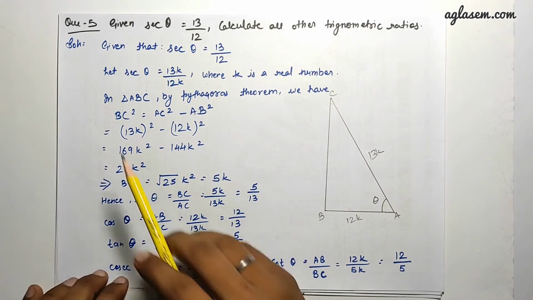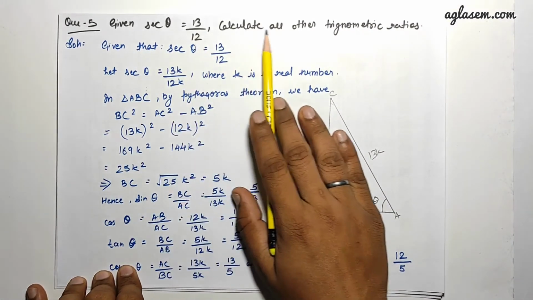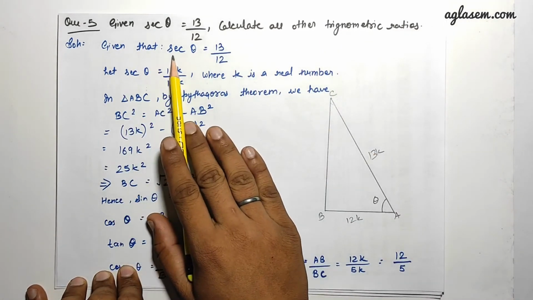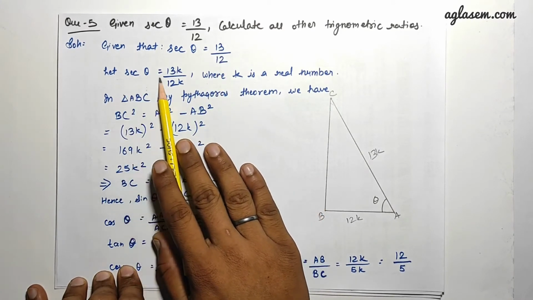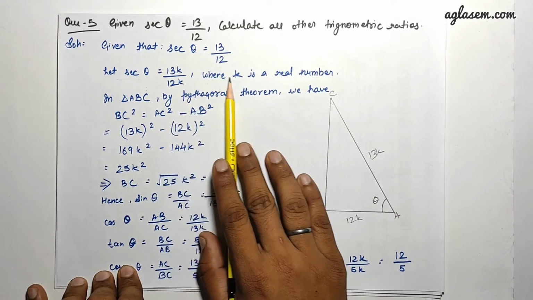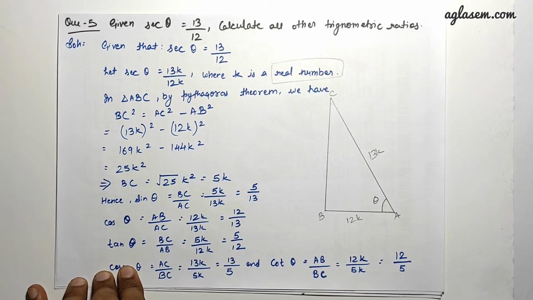So question number 5 says, given sec q is equal to 13 upon 12, calculate all the other trigonometric ratios. So given that sec q is equal to 13 upon 12, let sec q be equal to 13k upon 12k, where k is a real number.